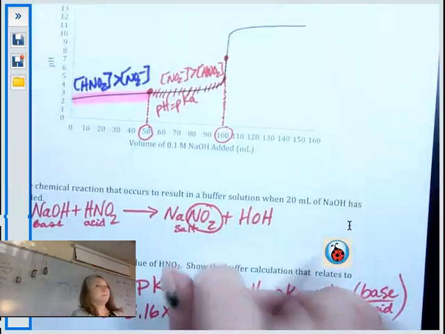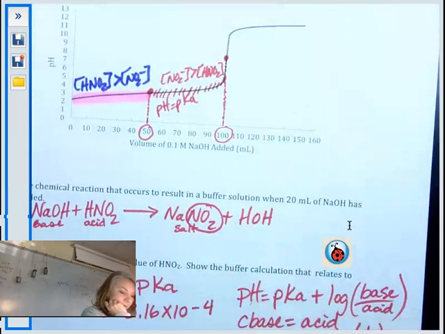How did you get 3.16 times 10 to the negative 4? Take the antilog of a negative 3.5. Okay.